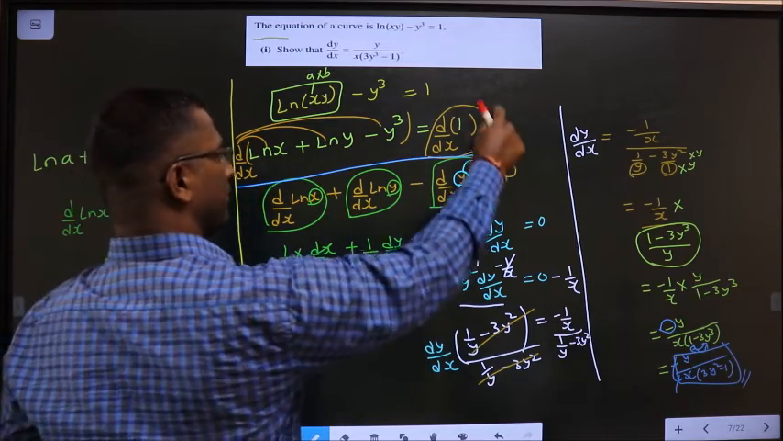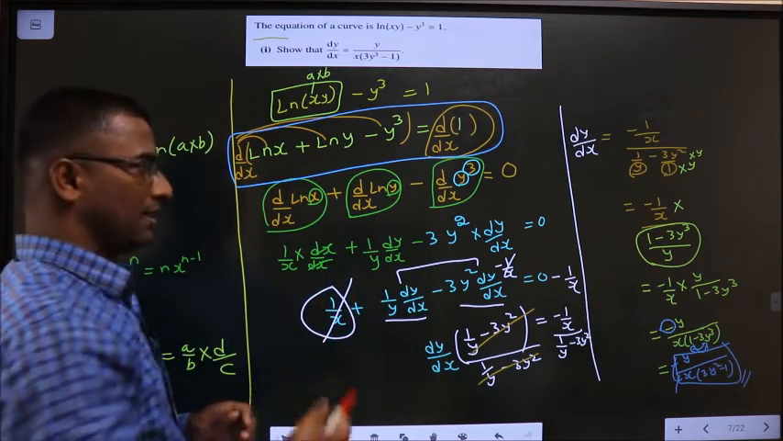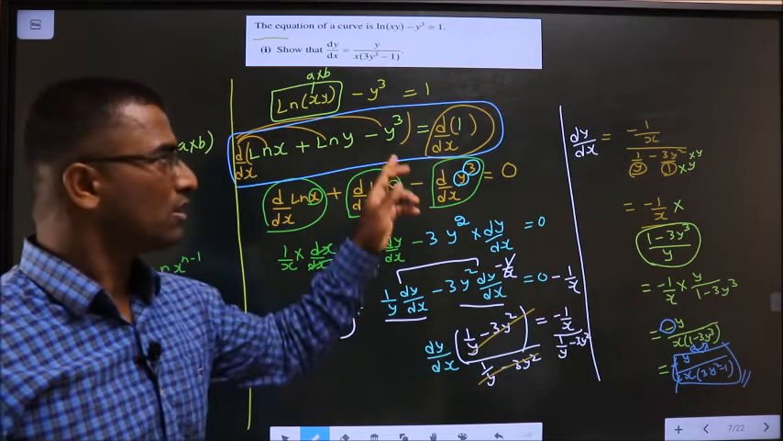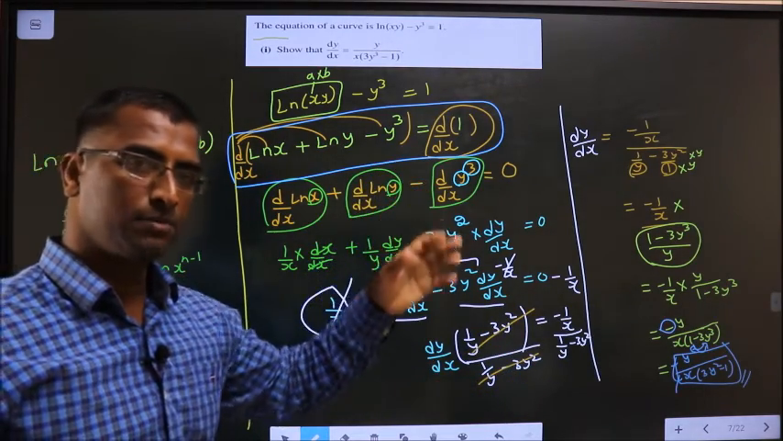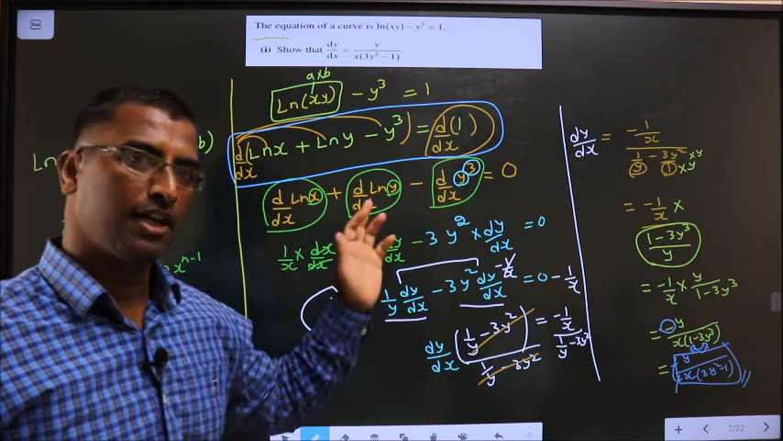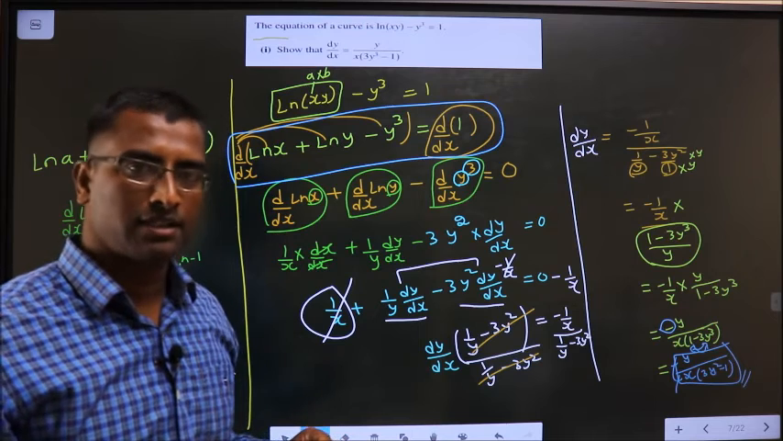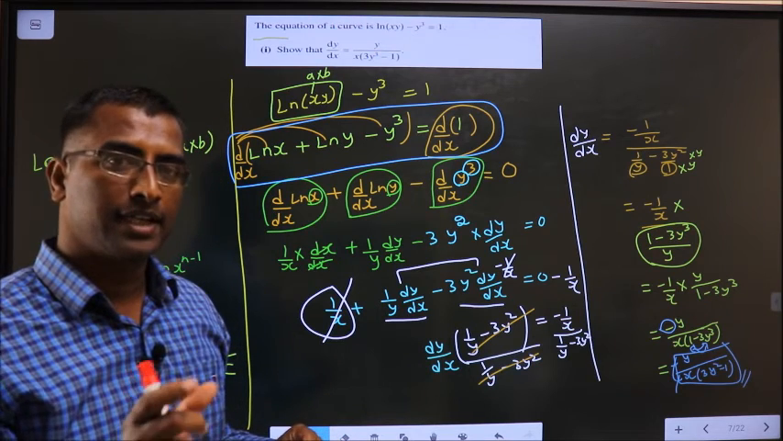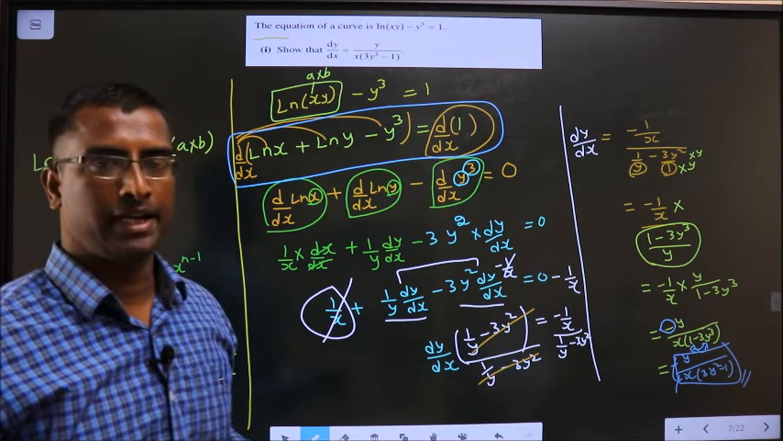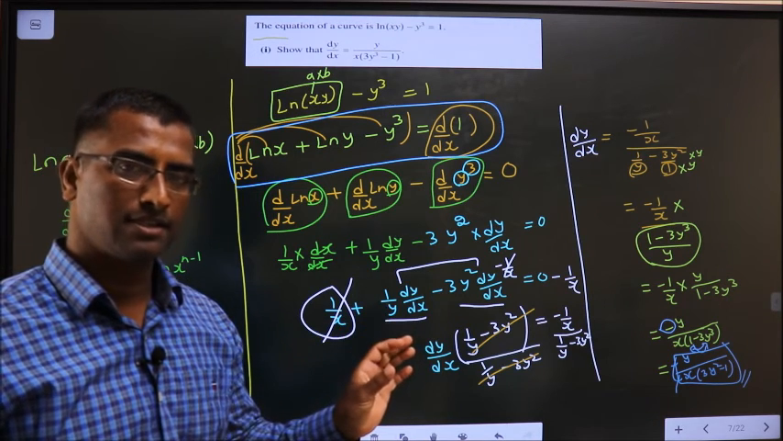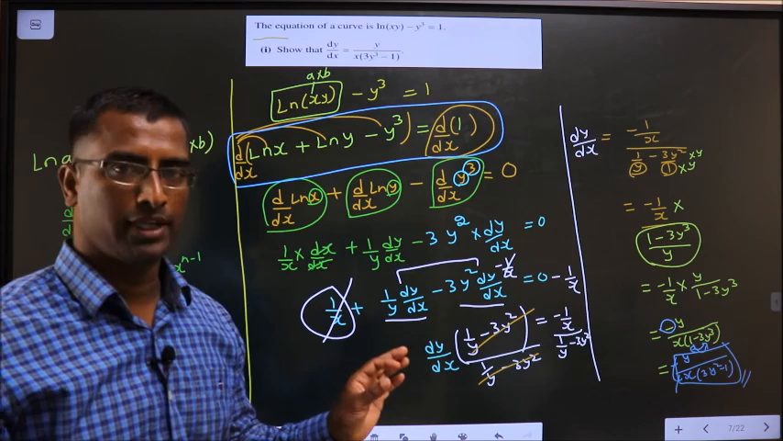I have simplified the given equation. That is why I got the answer easily. Had I not simplified, it would have become too lengthy. It would easily have come to 2 pages. So if there is a chance, simplify the given equation and then apply differentiation. Clear? Always remember this. If there is a chance, simplify and then only differentiate.